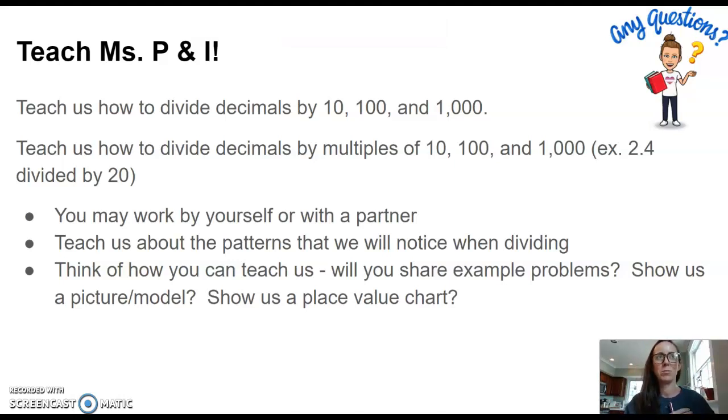Remember, we had this crazy thing that happened to Miss P and I. Some aliens came down and they took all of the information out of our brains about how to divide decimals by 10, 100, and 1000 and multiples of 10, 100, and 1000. It's crazy. We can't remember anything. So we need your help to teach us how to do this.